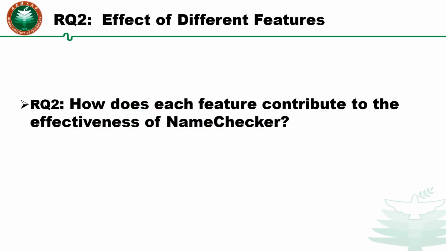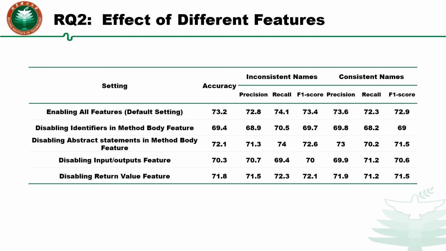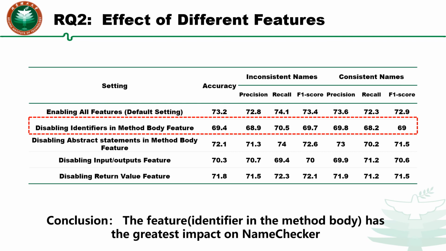And the second research question: how does each feature contribute to the effectiveness of NameChecker? This research question concerns the effect of the employed features. NameChecker uses 4 types of features, so to quantitatively investigate the effect of such features, we disabled one of them at a time. The result is as shown in the table. As we can see, the feature identifiers in the method body has the greatest impact on NameChecker, while the abstract statements in method body feature has the least impact on NameChecker.